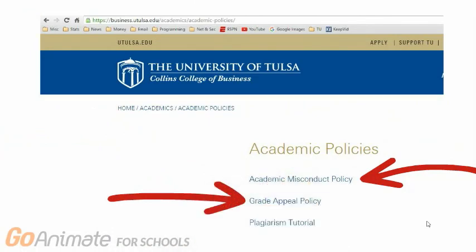All students are required to follow university policies on honesty and ethical behavior. The document Policies and Procedures Relating to Academic Misconduct in the Collins College of Business shall apply to this course. Also, formal complaints and grade appeals should be in writing and conducted in accordance with the Collins College of Business policy. See syllabus for more details.